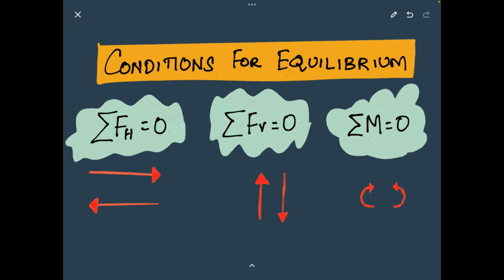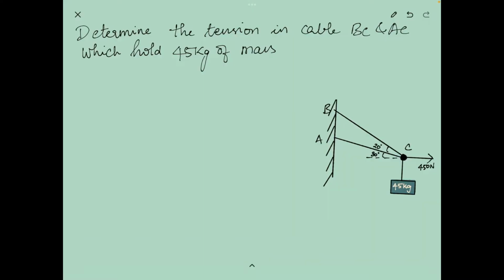Okay, now that we have learned the conditions of equilibrium, let's look at this problem and solve it. Determine the tension in the cable BC and AC which holds 45 kg of mass. Here you have two cables AC and BC which are tied to this mass of 45 kg. And at the same time there is a pull of 450 Newton in the horizontal direction.